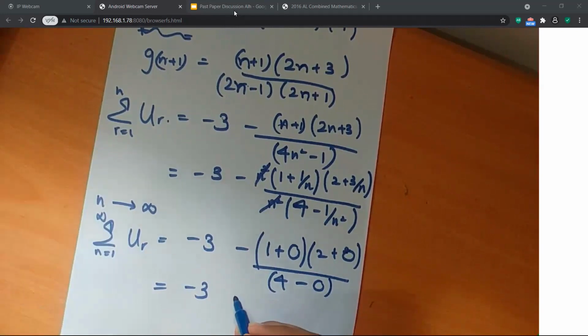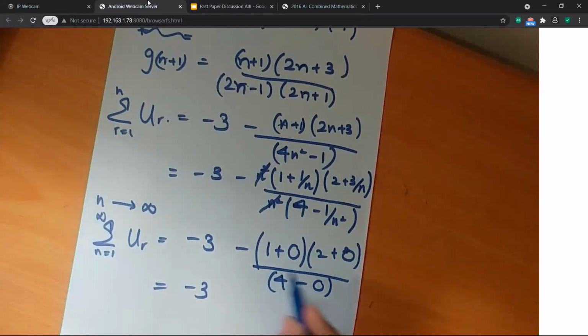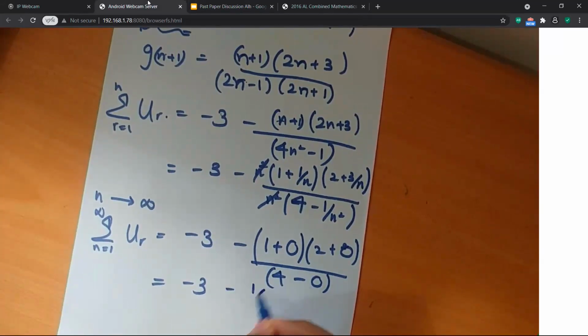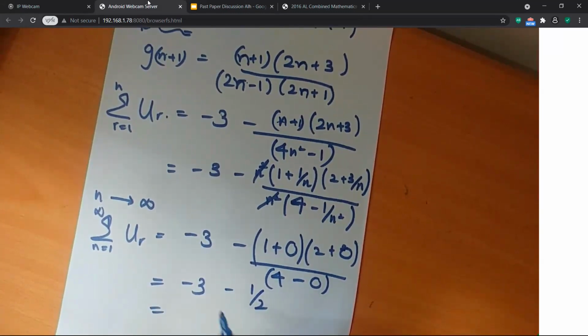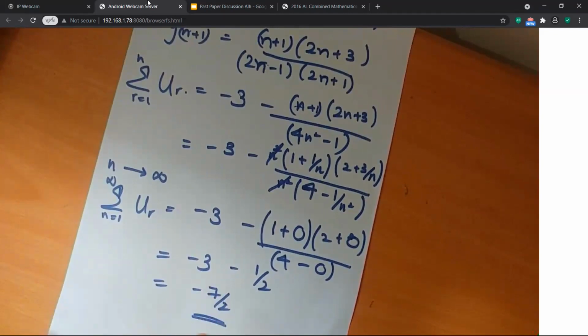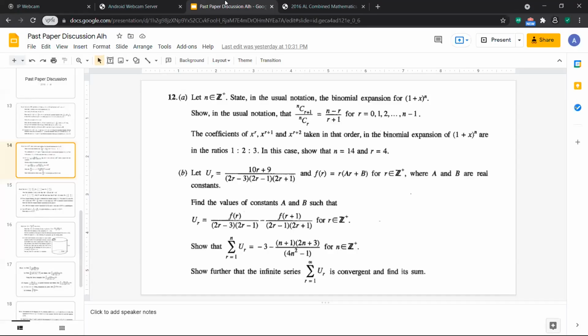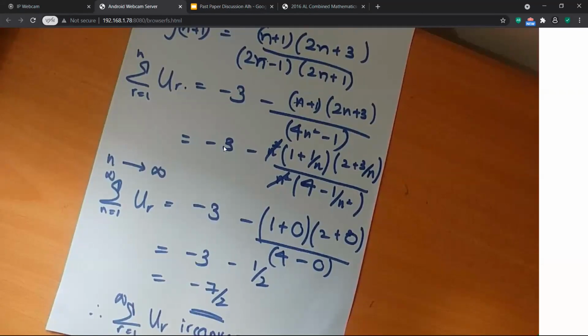What's the answer they have? Okay, they have given the answer. So we need to find, so 1 times 2 is 2, divided by 2 is half. So minus half. The answer is 2 twice 3 is 6 minus 7 over 2. So we found that this is actually convergent to a value. So write that. So therefore, sigma r equals 1 to infinity is convergent, and the sum value is minus 7 over 2. Any questions on that? You get it?